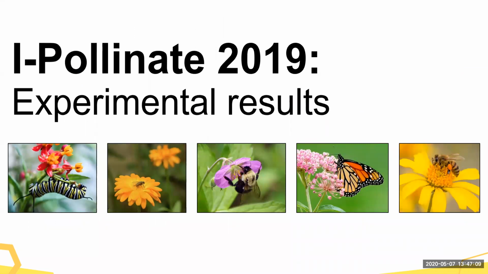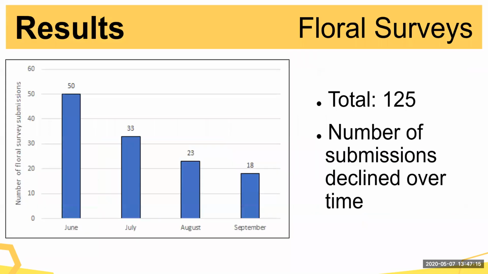Next, I wanted to share some results from I-Pollinate 2019, our pilot year. We were very pleased with the results that we received. A total of 125 floral surveys were conducted, which is astronomical. Considering the scientist team and the extension team, there's no way that we could go out and collect all of this data. So we are very, very appreciative of the dedication and time that our volunteers and participants put in. One thing that we did notice, though, was that the number of submissions declined over time. So we are brainstorming ways to keep participation high throughout the entire year.